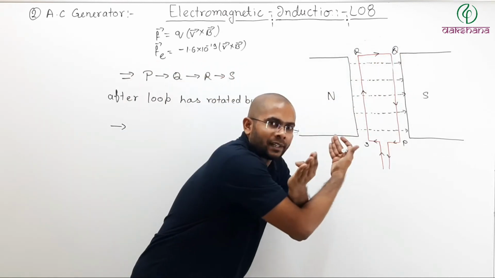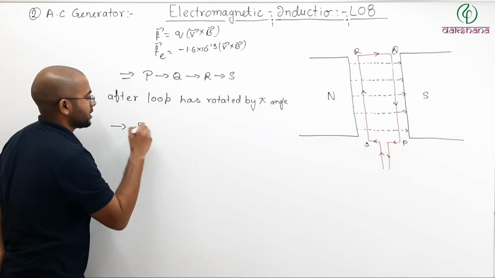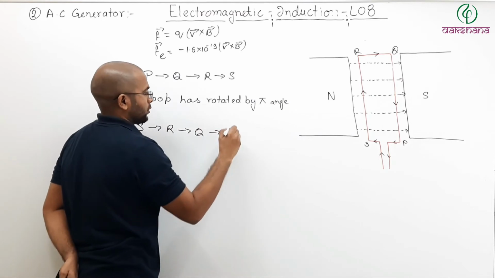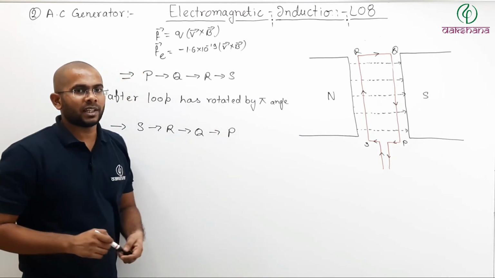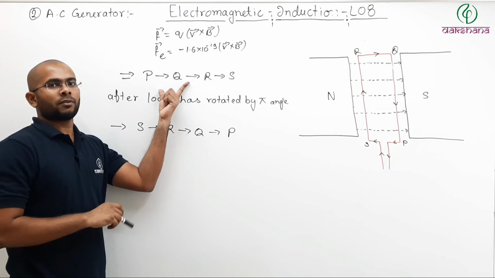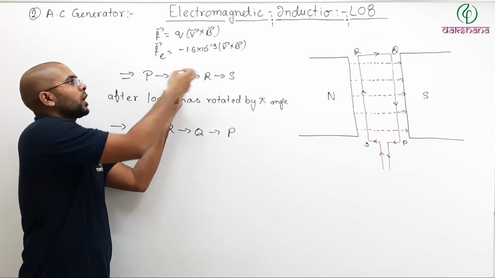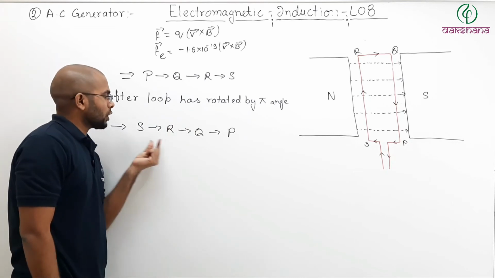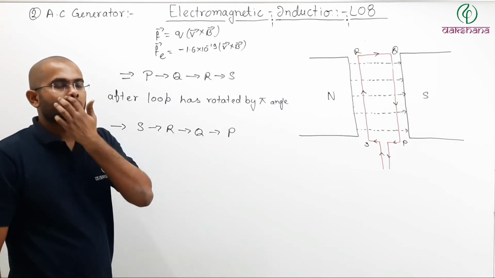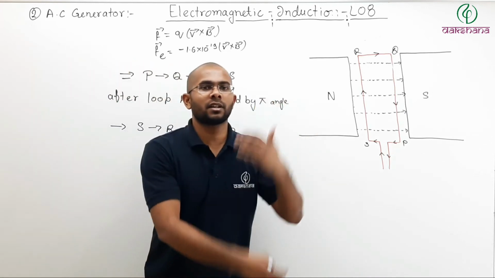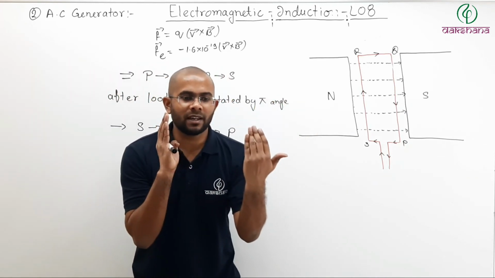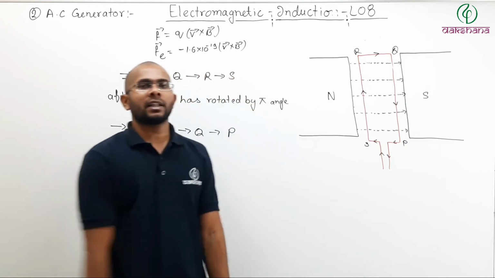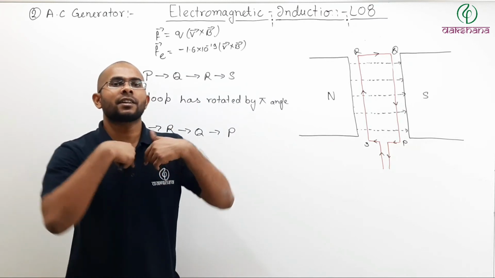This loop has rotated. So current now is S to R to Q to P. So what is happening here? Initially current was flowing from which to which? From P corner to Q corner to R corner to S corner. Now the current is flowing from S corner to R to Q to P. So direction of current has reversed. So meaning after every 180 degree turn, direction of current reverses.